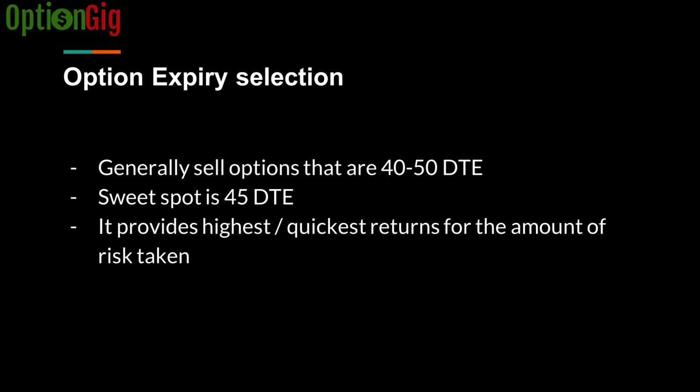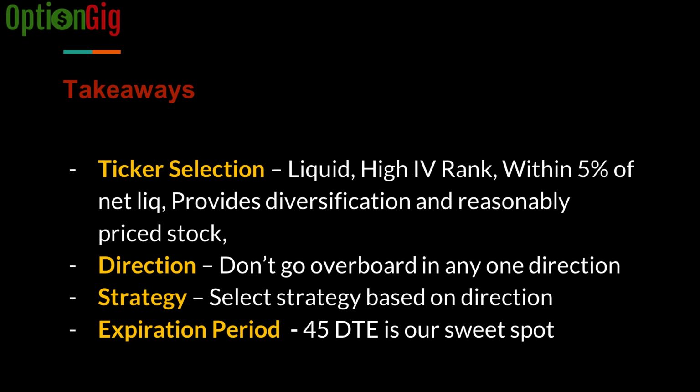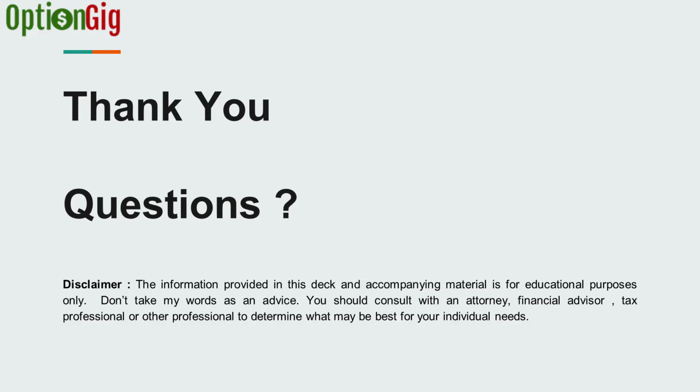The premium will definitely be higher on a 12-month option expiration period, but not as high as the amount of risk that you are taking. The sweet spot is 45 days to expiration, because that provides the maximum amount of theta decay per amount of risk taken. These are some of the things that you should keep in mind before you put on a trade. This is the checklist that you should have ready and handy, and maybe make it your muscle memory before you put on an option trade.